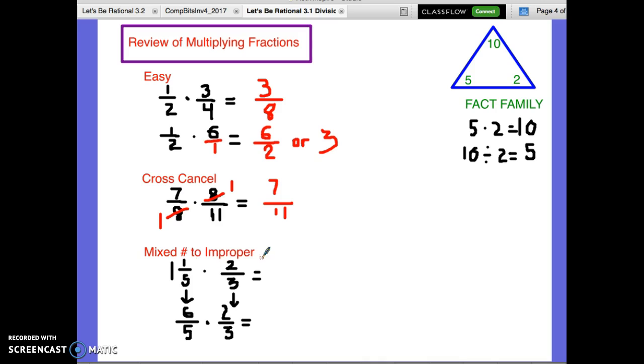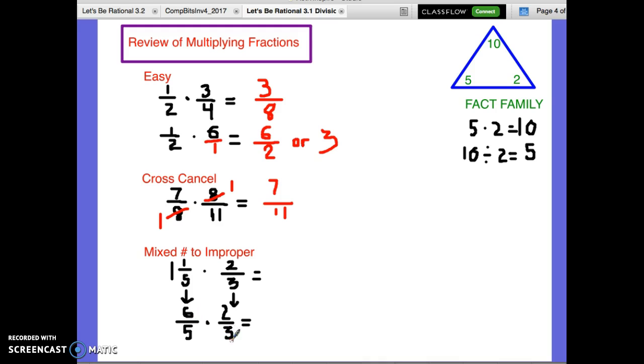And finally, sometimes you'll have mixed numbers, and the first thing you need to do is change those to improper fractions. So let's say we have 1 1/5 times 2/3. You would change 1 1/5 to 6/5 and then multiply by 2/3. And here, if you like, you can cross cancel before you find the product. We could just multiply across and get 12 over 15, and then we'd need to simplify it.